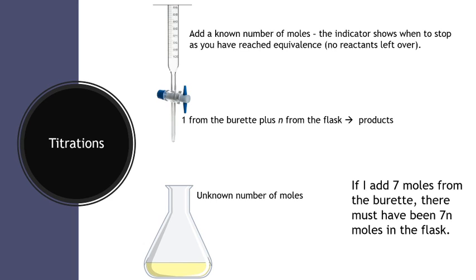So in this example here, if I've got 1 mole of whatever's in my magical burette and it happens to be reacting with n moles of stuff in the flask, and of course the balancing number in that equation is n. If I put 7 moles from the burette, then there'd be 7n moles of whatever I'm looking for in the flask, and that's the basic principle of a titration.